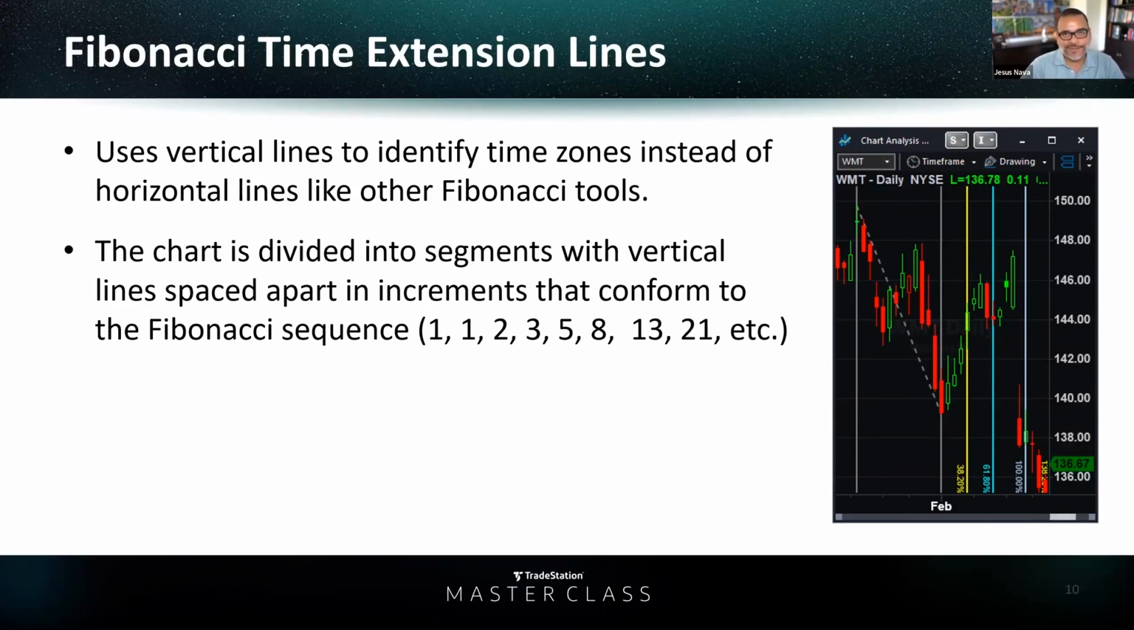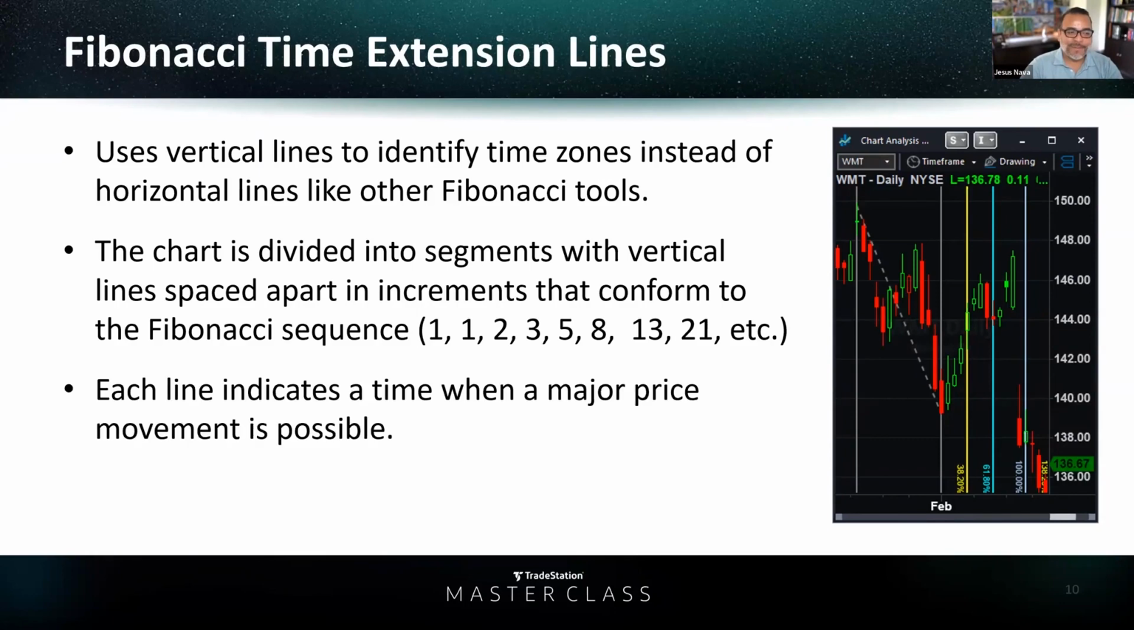So the chart is divided into segments with vertical lines spaced apart in increments that conform to the Fibonacci sequence. So yes, 1, 1, 2, 3. Whatever spacing is between the numbers, that is exactly the number of candles that is going to be skipped in between those vertical lines. And as you go into the future, you'll see this Fibonacci sequence play out. It's interesting that sometimes price activity does align very nicely with these types of time extension lines.